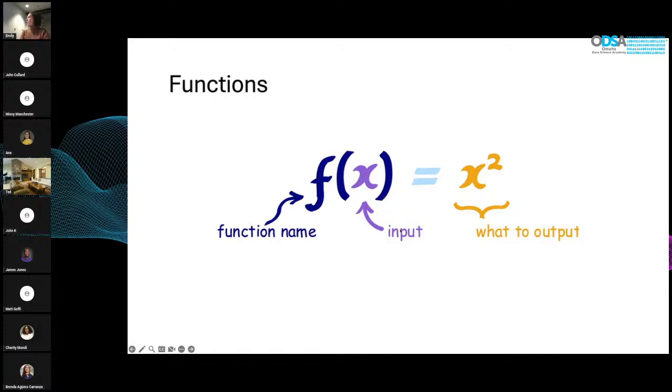So for example, if 0 was our input, f at 0, that's how you would say that, f at 0 is equal to, well, now 0 takes the place of x, and this is 0 squared. So it's 0. So f at 0 is equal to 0. F at 1, if we put 1 in here, is equal to 1 squared, which is 1. So f at 1 is equal to 1. So this is a function.